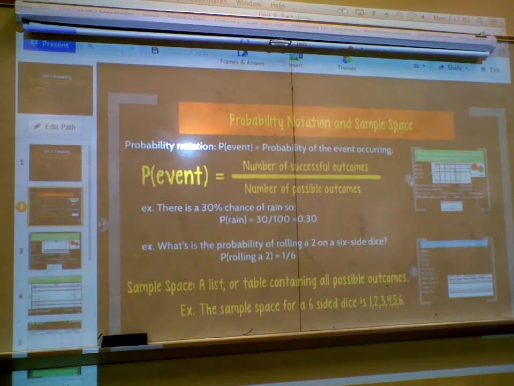So it's really easy to figure out probability. You just take the number of possible outcomes and put that on the bottom, and the number of outcomes that satisfy what you want, put that on top. For example, if I flip a coin, how many outcomes are there for flipping a coin?